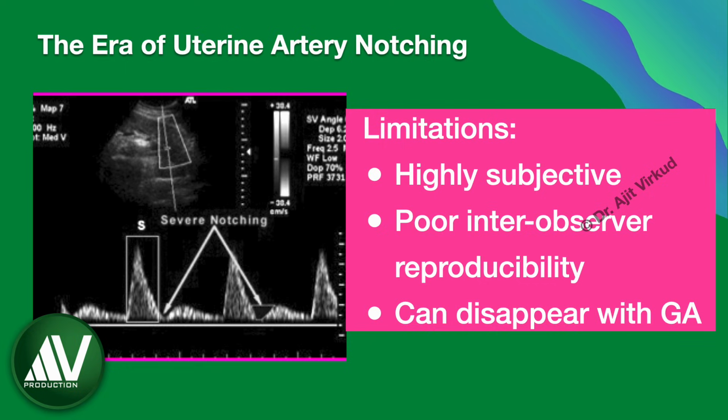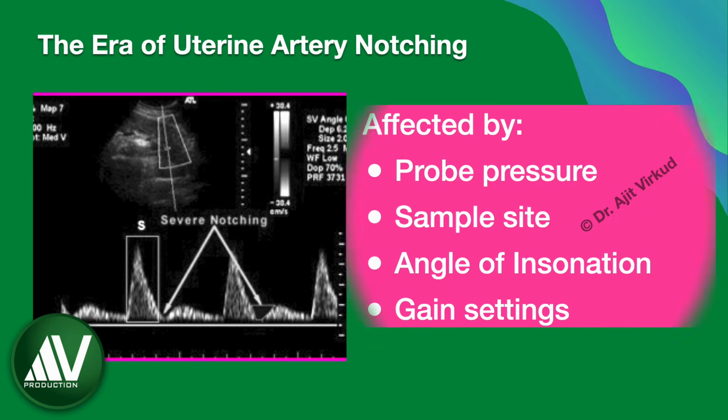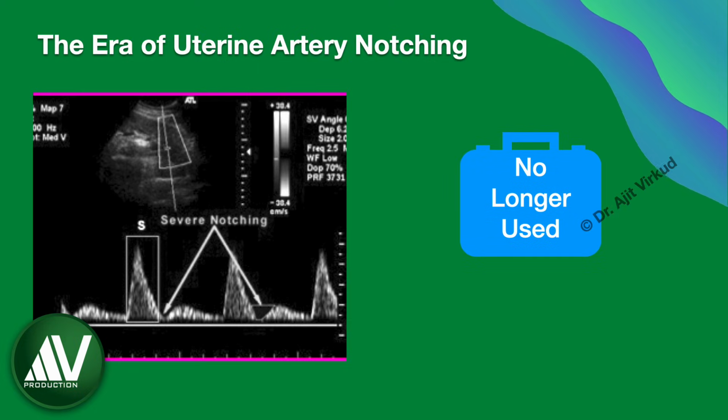The presence of uterine artery notching can be influenced by various factors, including probe pressure, sample site, angle of insonation, and gain settings. Several studies have demonstrated that the sensitivity and specificity of uterine artery notching are inferior to those of PI based models. Consequently, uterine artery notching is no longer considered an independent screening criterion for preeclampsia. While it may still be reported, clinical decisions are primarily guided by mean PI value of uterine arteries.